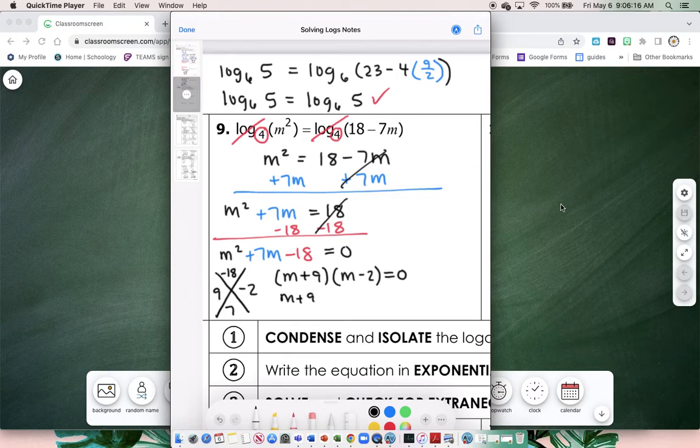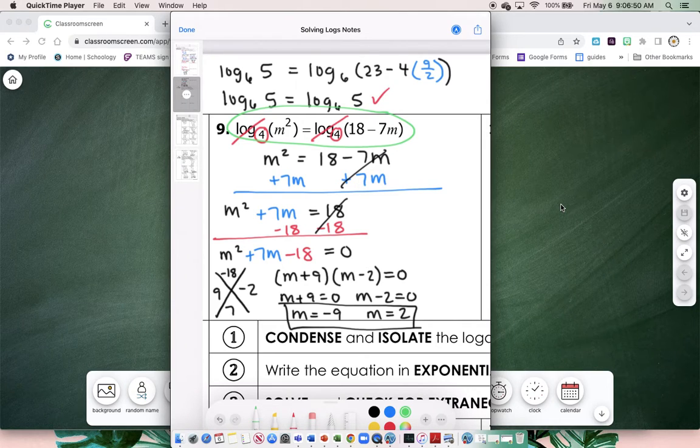Set each factor equal to 0. Therefore, m is equal to negative 9 and m is equal to 2. So I have two possible solutions here, but are they truly solutions? We have to check. We have to go back to the original logarithm, because we didn't simplify this one, so we have to go back to the original one up here that I'm circling in green, plug negative 9 in for m, check to see if they're both equal. Plug 2 in for m, check to see if they're both equal. If so, then both of them are my solution.